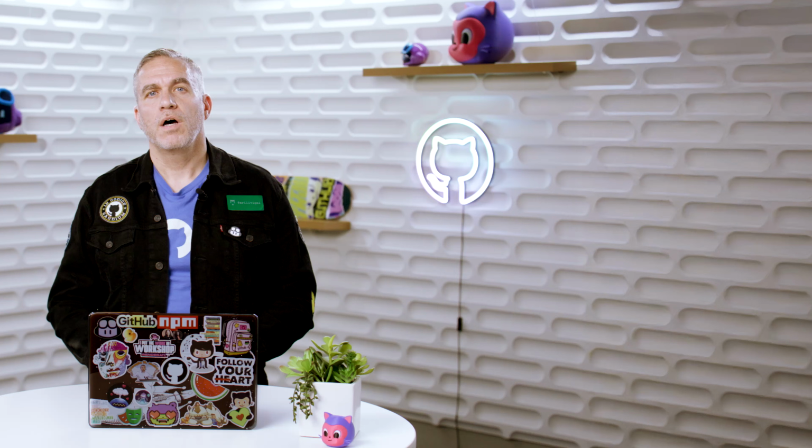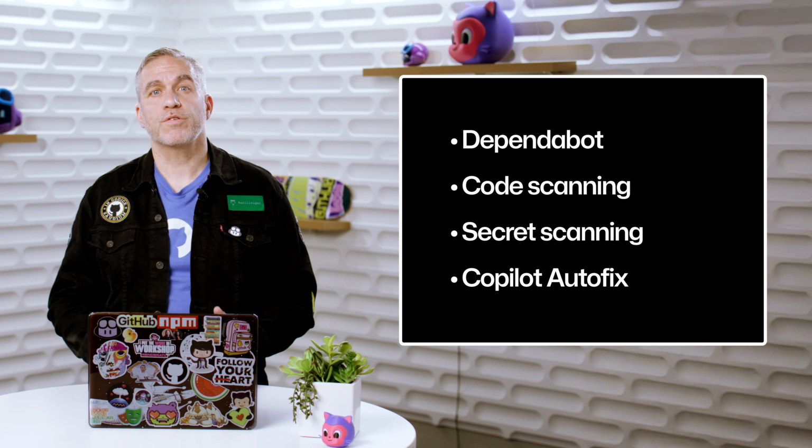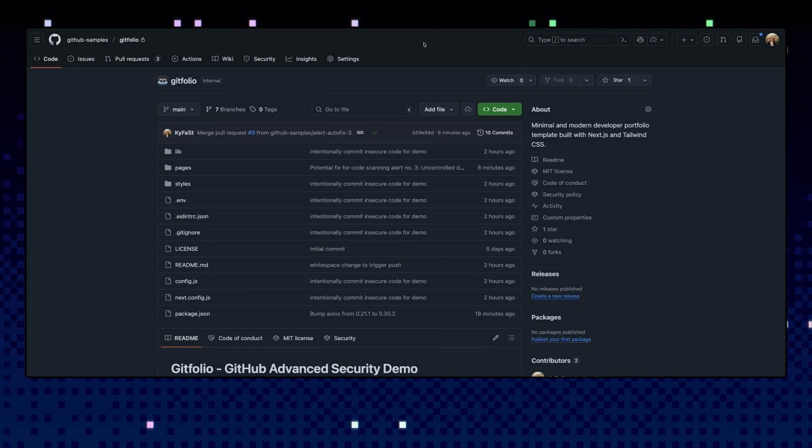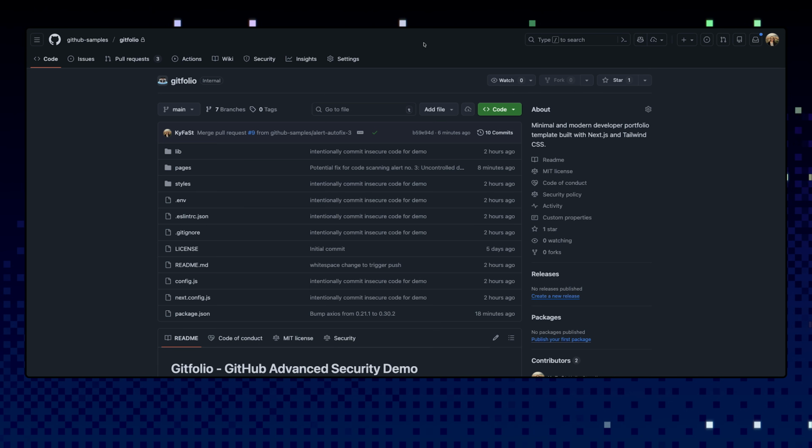GitHub Advanced Security is a suite of products that helps you improve and maintain the quality of your code. On public repositories, you have access to tools like Dependabot, code scanning, secret scanning, and Copilot Autofix. First, let's make sure GitHub Advanced Security features are turned on.